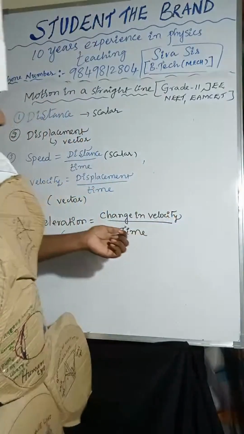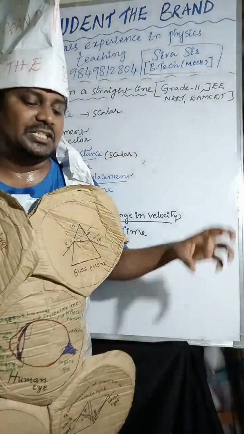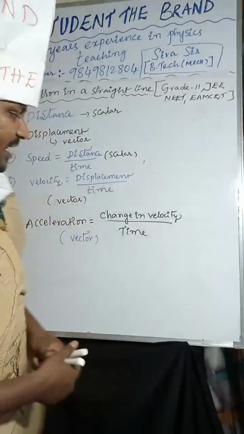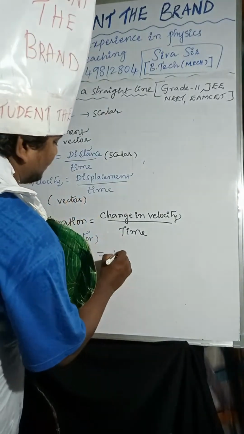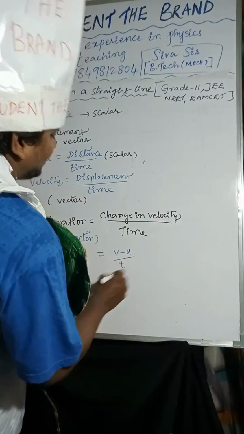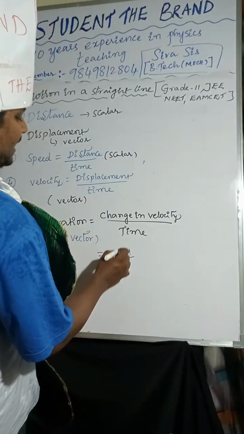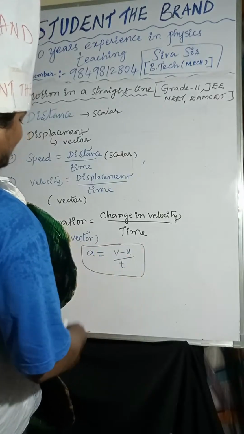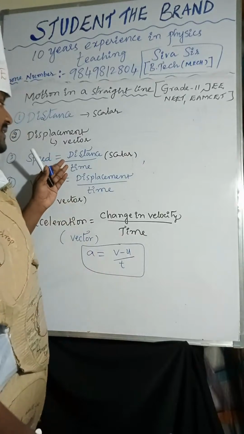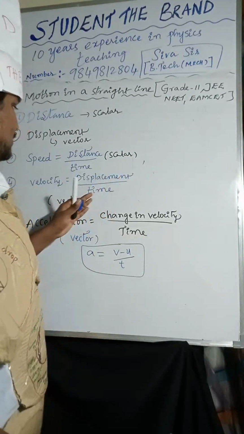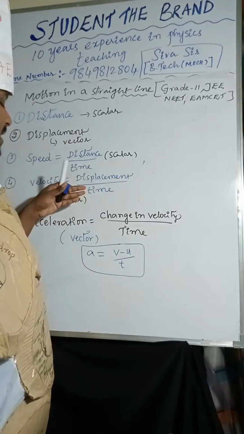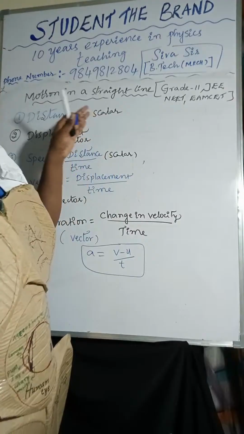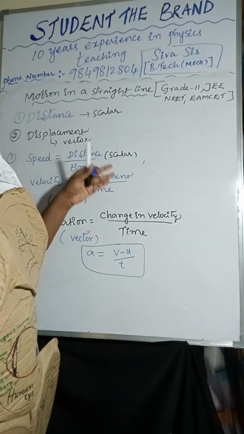Coming to the acceleration also. Acceleration is nothing but change in velocity by time taken, so v minus u by t, that is, final minus initial velocity by time taken. Acceleration is a vector quantity. Velocity is displacement by time taken. Speed is equal to distance by time taken. So this is about distance, displacement, speed, velocity, acceleration.